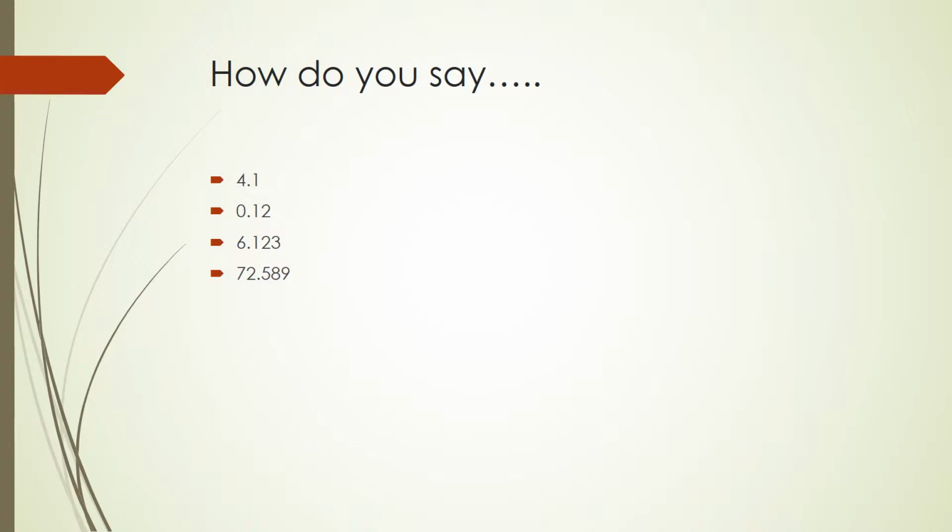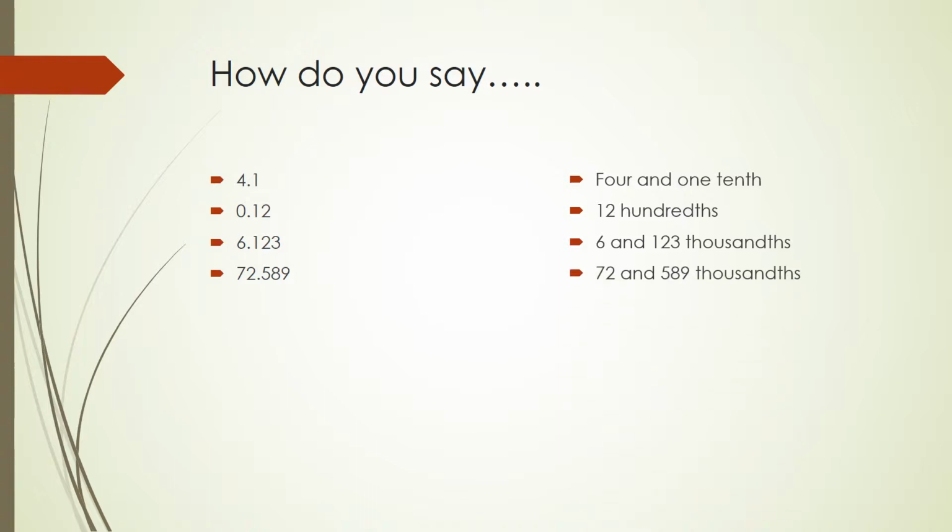So how do you say these things? Well, in real life, perfectly honest, I would call that 4.1 and I'd call that 0.12, but there is an official name for these things. The first one is 4 and 1/10. The second one is 12 hundredths. The third one is pronounced 6 and 123 thousandths. And the last one is 72 and 589 thousandths. That's just how that's pronounced.